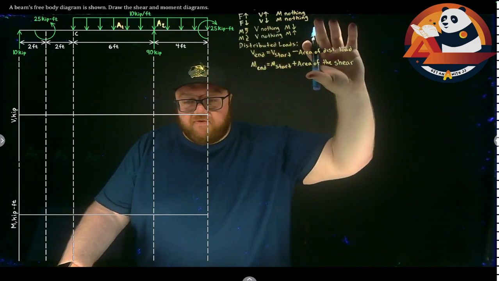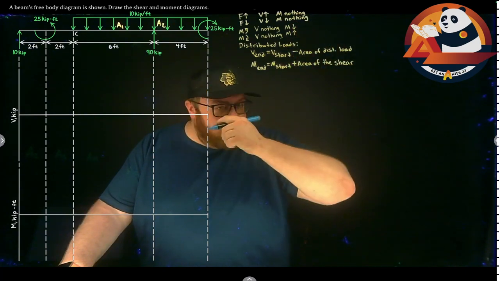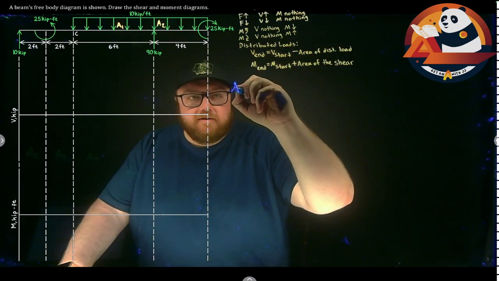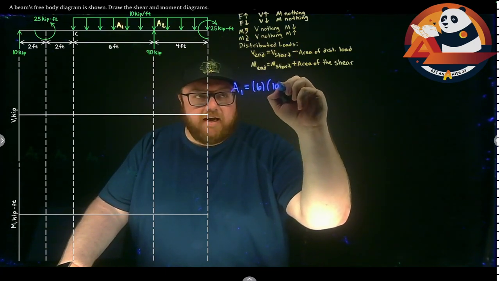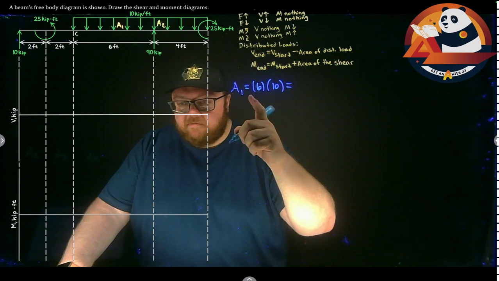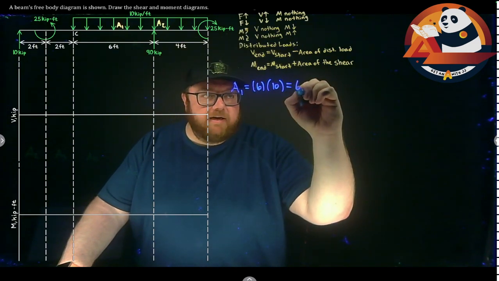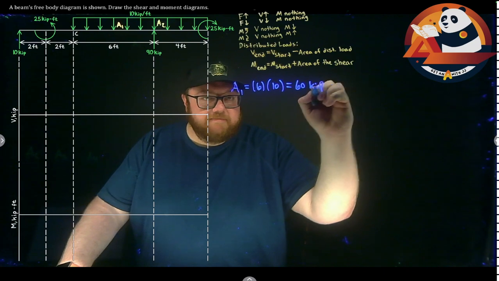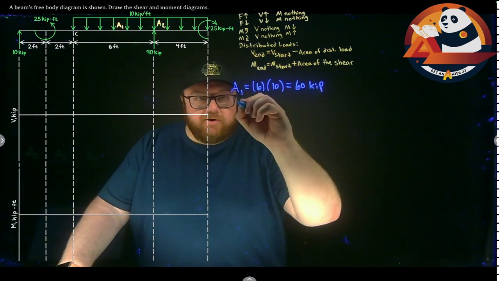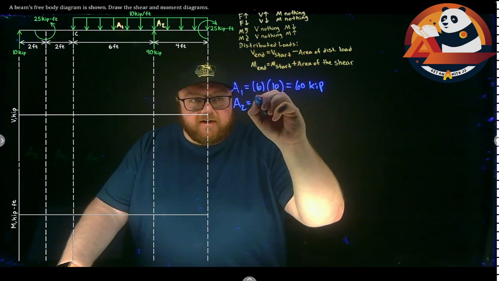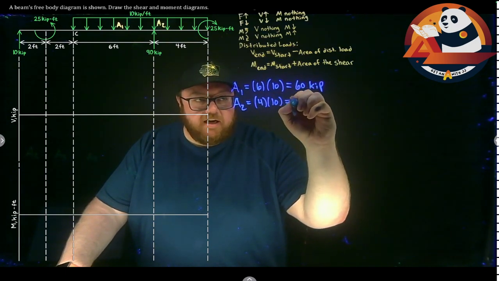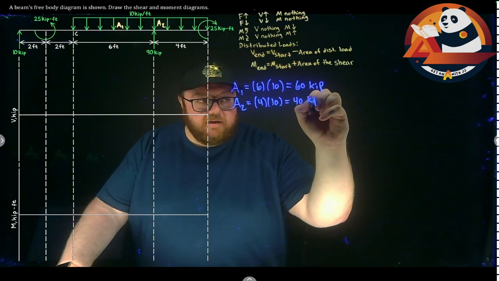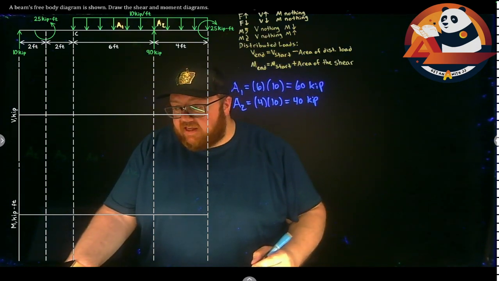Also, I've written out the rules for shear moment diagrams just to make that a little bit easier. But area 1 is my base is 6, my height is 10. Kips per foot times feet is going to get me kips, 60 kips. Area 2 is also a rectangle. Its base is 4 and its height is 10. That's going to get me 40 kips. And that's really everything that I need to make my shear diagram.